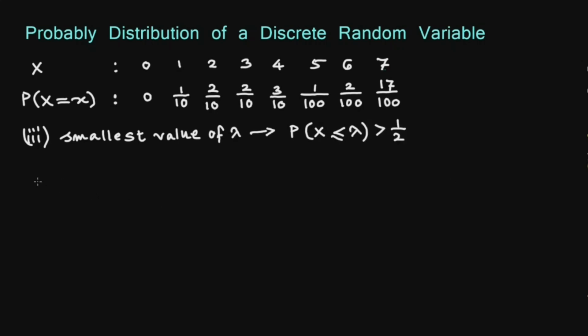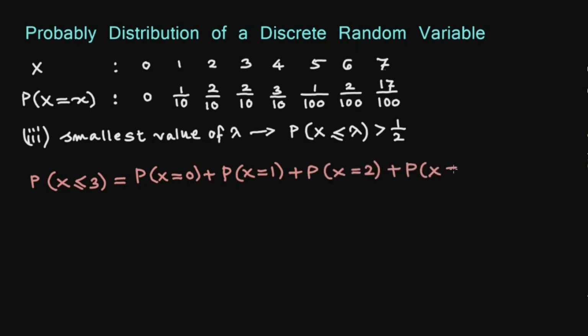From the table, probability of x less than or equal to 3 will be p of x equals 0 plus p of x equals 1 plus p of x equals 2 plus p of x equals 3, which is 0 plus 1 by 10 plus 2 by 10 plus 2 by 10. This will be 5 by 10, which is half.